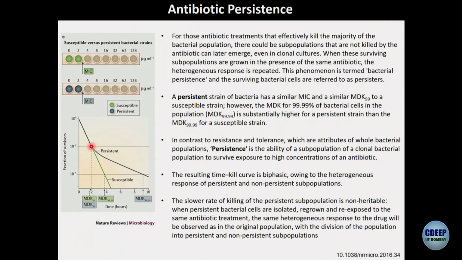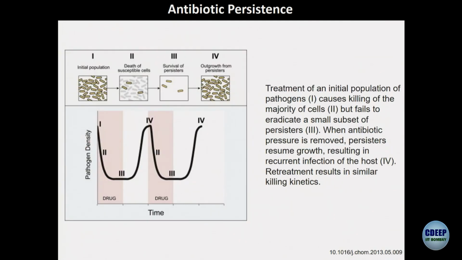So that's how. Now, this is what I was talking about. This is the starting population, this Roman one, and the growth curve one over here is similar. This is the pathogen density, let's say, this is the time, and we are introducing the drug at this particular window. So if we introduce the drug, what will happen? Two, the population will slowly go down. And at three, it is going to be minimal. That's the survival of the persisters.